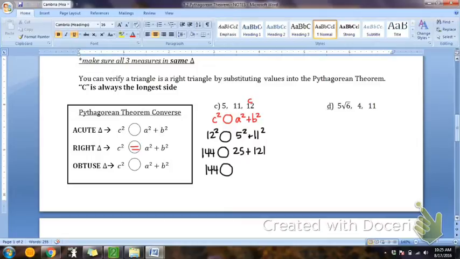And then 25 plus 121 is 146. Is that what you guys are getting? Okay, is 144 equal to 146? No, so this is not a right triangle. We know that when we squared the c side, we got 144, and this is smaller than 146. So if the c squared comes out to be smaller than a squared plus b squared, this is an acute triangle.